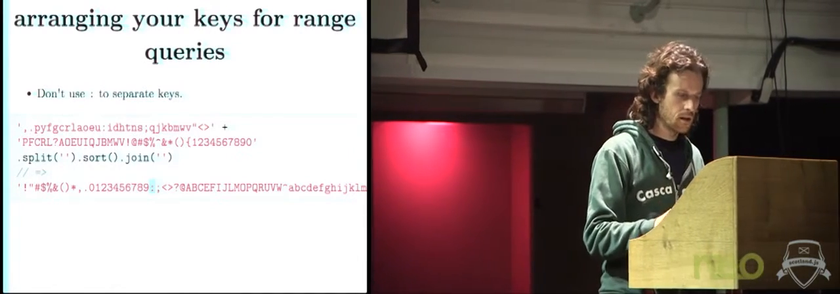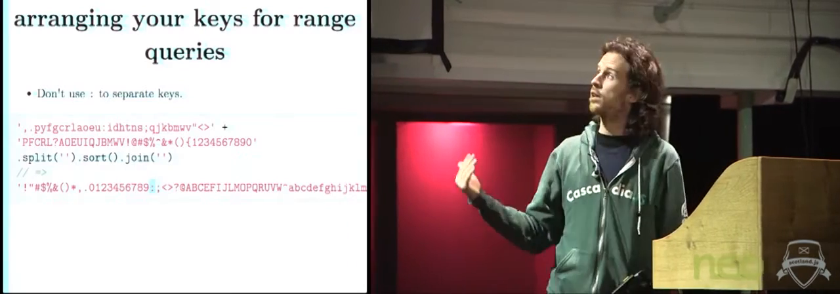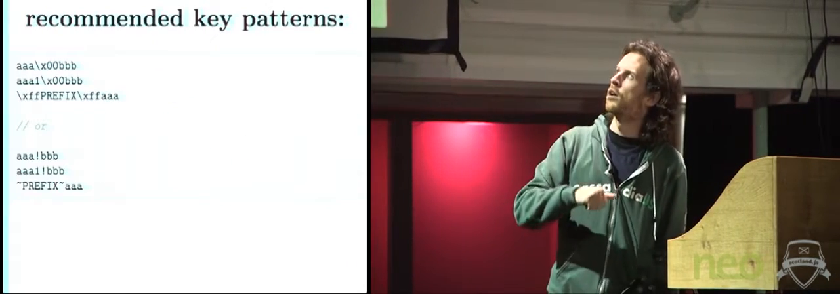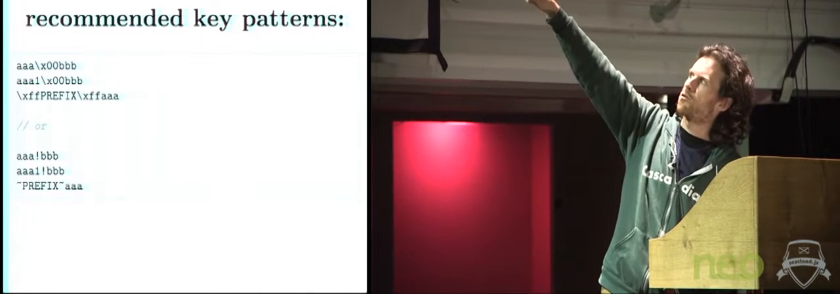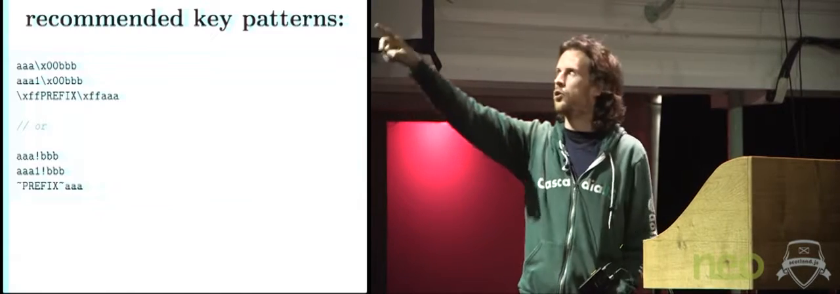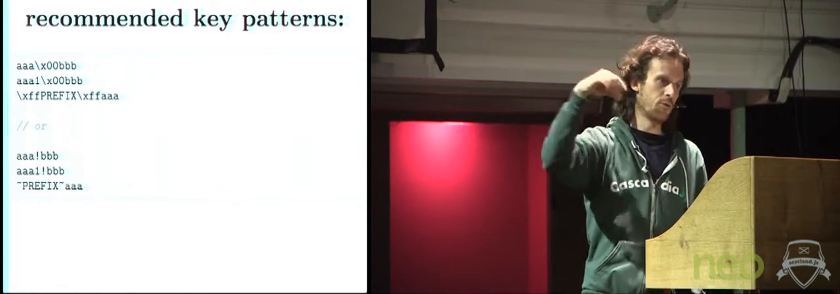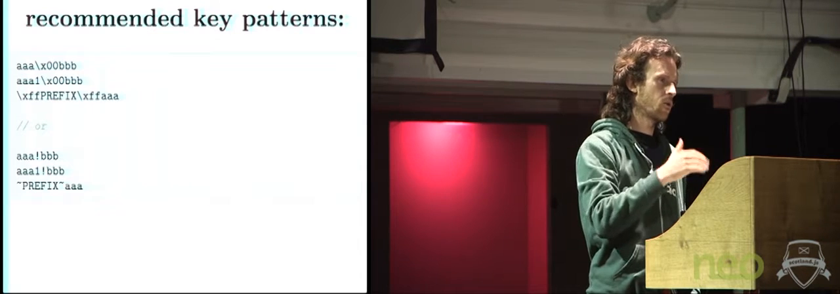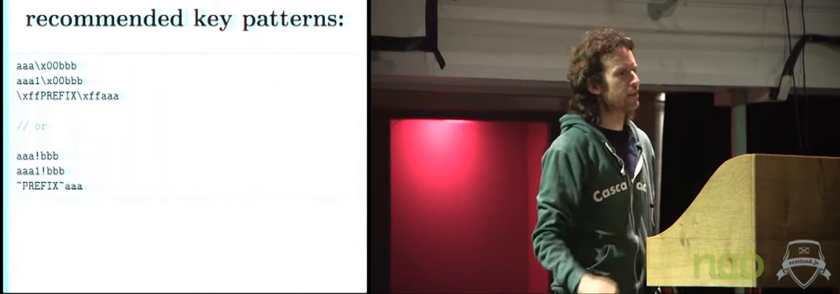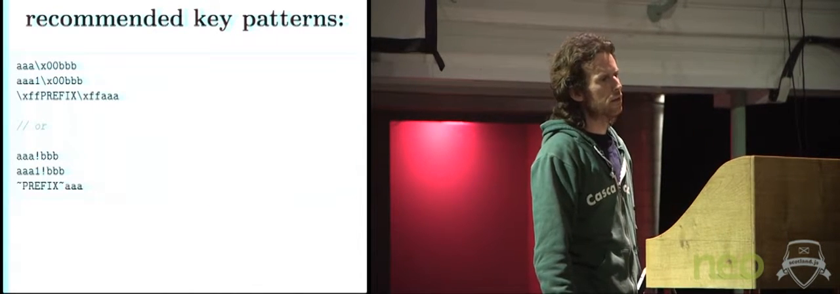We want to instead use a really early separator, so the null, binary 0, or if you really want a visible key, then using an exclamation mark is before all the other non-space characters. There are actually ASCII field separator characters.